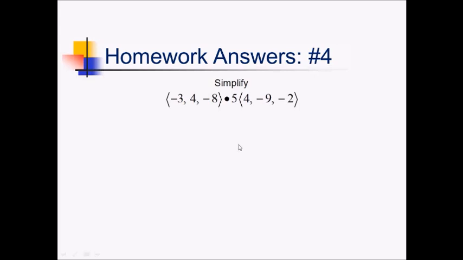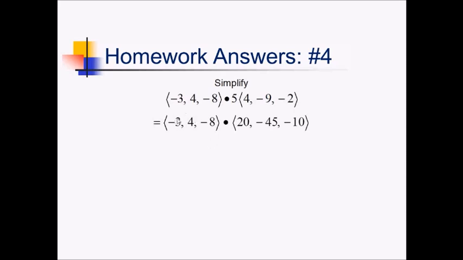For this problem, we're trying to do a dot product, but there's also this multiplication by 5 in here. So I'm going to distribute this 5 first, just so I don't have to mess around with it. So this first vector is staying the same, but the second vector now, I'm going to distribute this 5 to each of these coordinates. So we've got 20, comma, negative 45, comma, negative 10. Now I'll do my dot product.